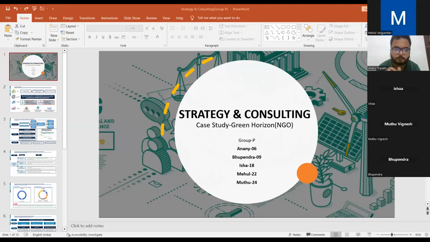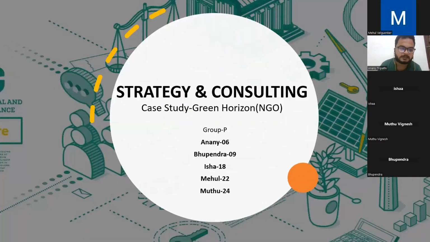So this is our group, in which we have myself, Bhupendra, Isha, Mehul, and Muthu. Our topic was the case study which was given to us, about the NGO named Green Horizon. Next slide.